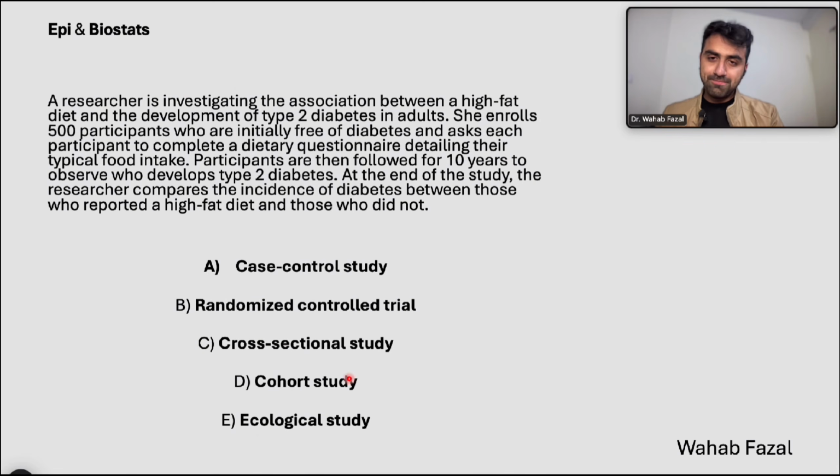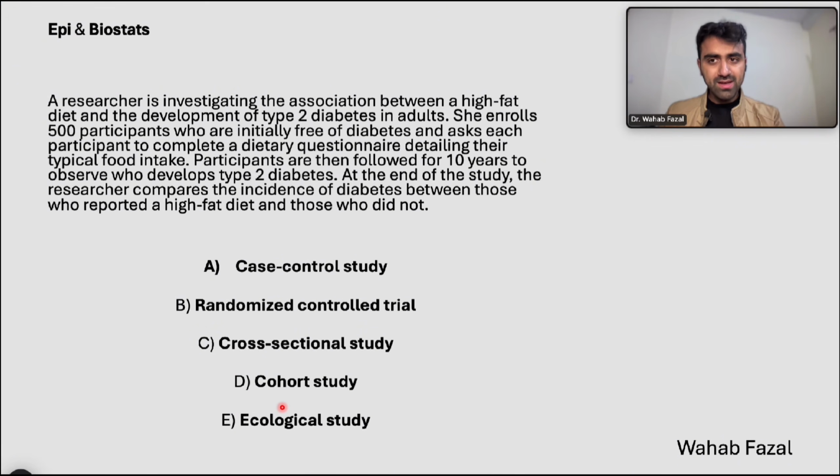But cohort study. Is it a cohort study? Let's think about it. There are people who are initially free of diabetes. Then we follow them up for 10 years, and then we see if they develop the incidence of diabetes. That means if diabetes happened or not. Then we see if they developed the outcome or not. That sounds a lot like a cohort study.